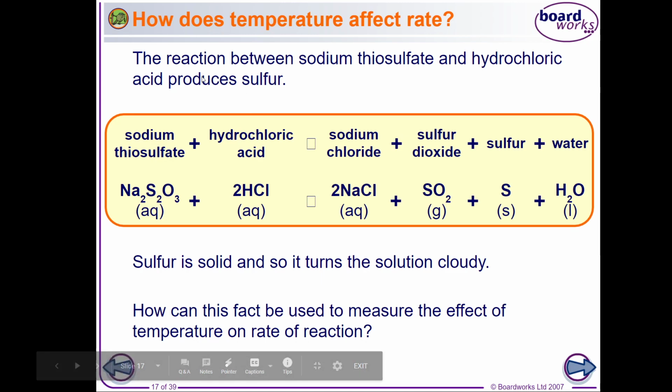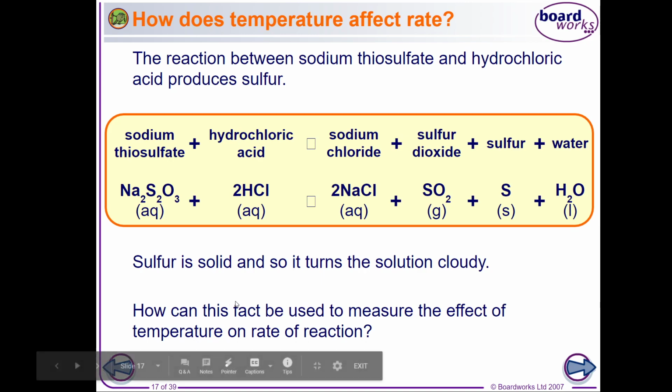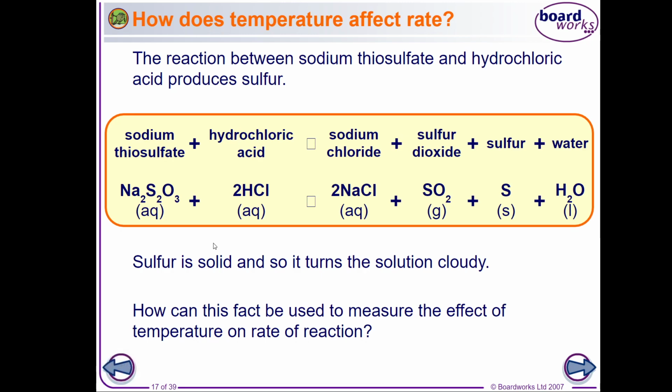So this is a reaction here that has sodium thiosulfate and hydrochloric acid. This stuff stinks pretty bad, by the way. And when we make this, it ends up giving us some sulfur dioxide and sulfur. Sulfur is solid and it turns a solution cloudy and it also makes it yellowy. And so this is an example of us wanting to go ahead and do a reaction and see how temperature would affect the reaction rate.